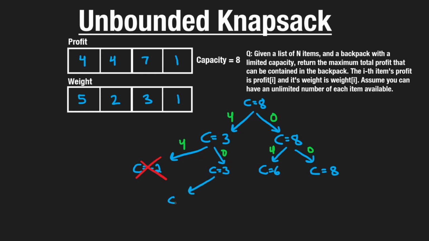It will leave us with a capacity of 1 because that item has a weight of 2. Here we would choose to not include that item. Our capacity would stay 3. Here we chose the second item, right? That's why we have a capacity of 6 remaining.